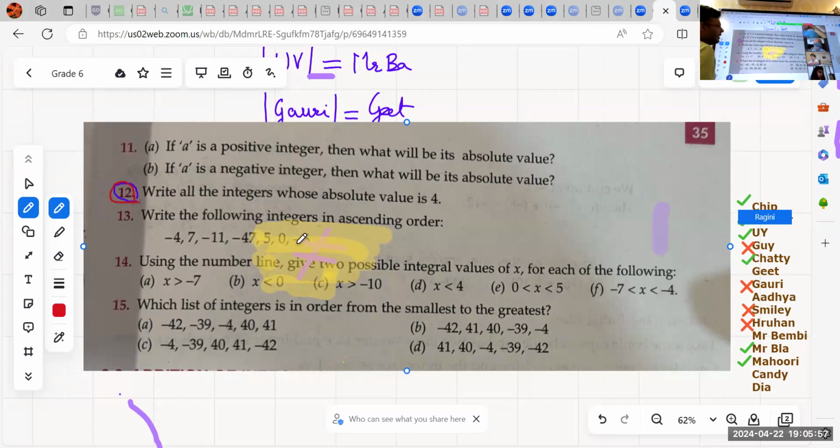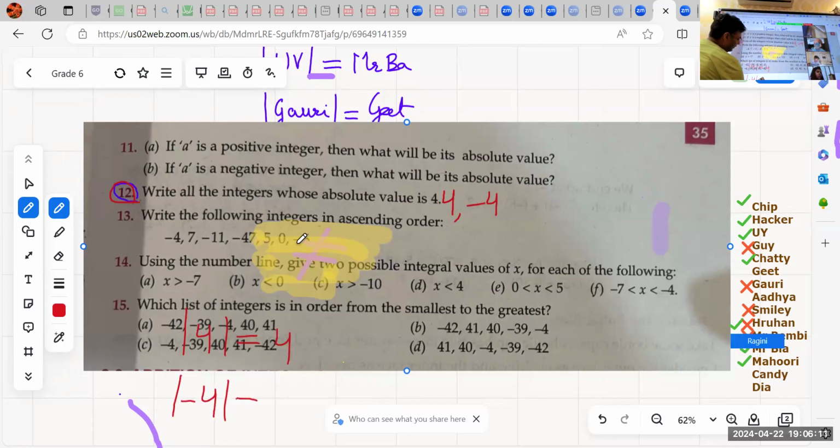So there are two integers whose absolute value will be 4. One is 4 and one is minus 4. Both of them will give me the absolute value as 4. Do we understand, kids? Any doubts?